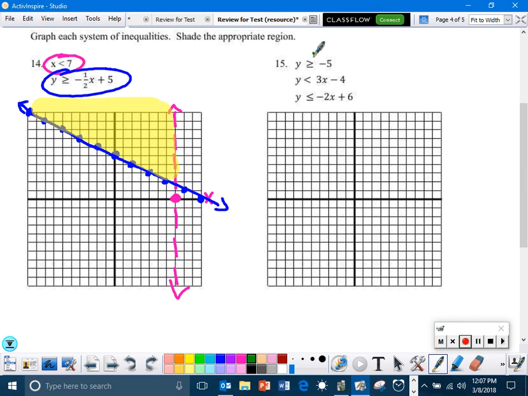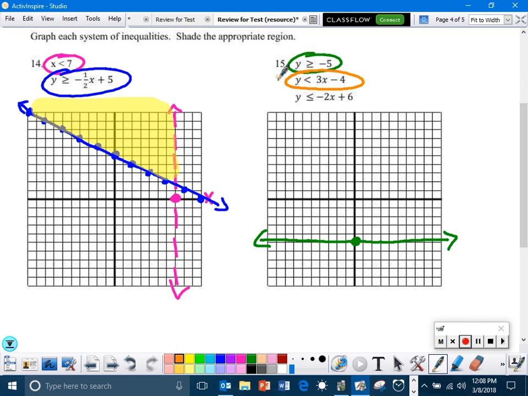Okay, next one. Again, if I look, I see only one letter. It's the letter Y. So I'm going to go on the y-axis to -5. 2, 3, 4, 5. And since there is no other letter, it's horizontal. So this one's horizontal at -5. And there's an equal to on it, so it's a solid line. Now, it says greater than. I'll shade above that, but I'm not going to shade it yet. Okay, next one.